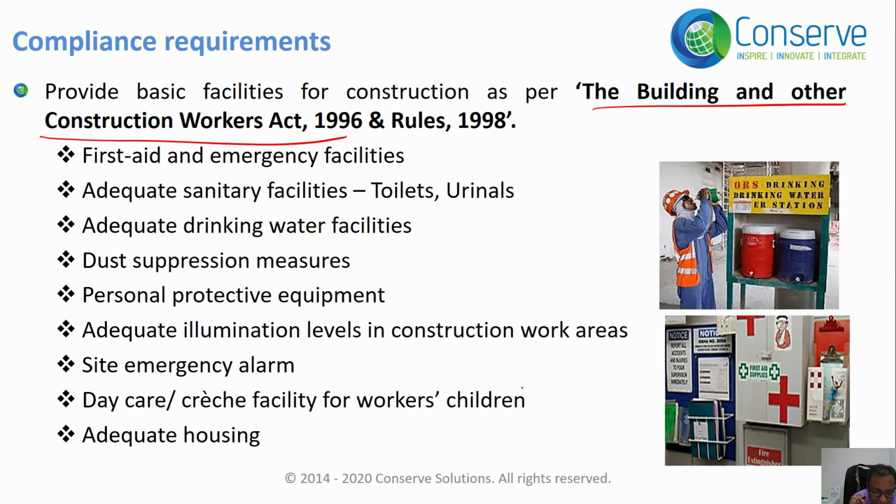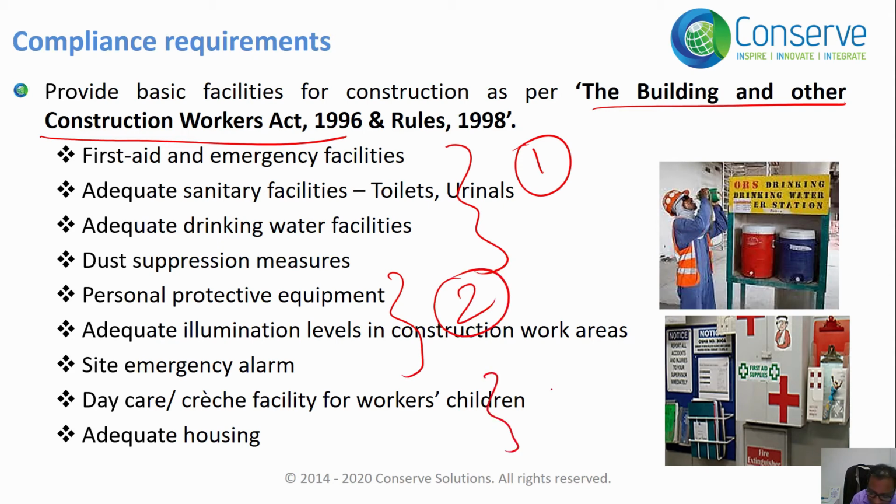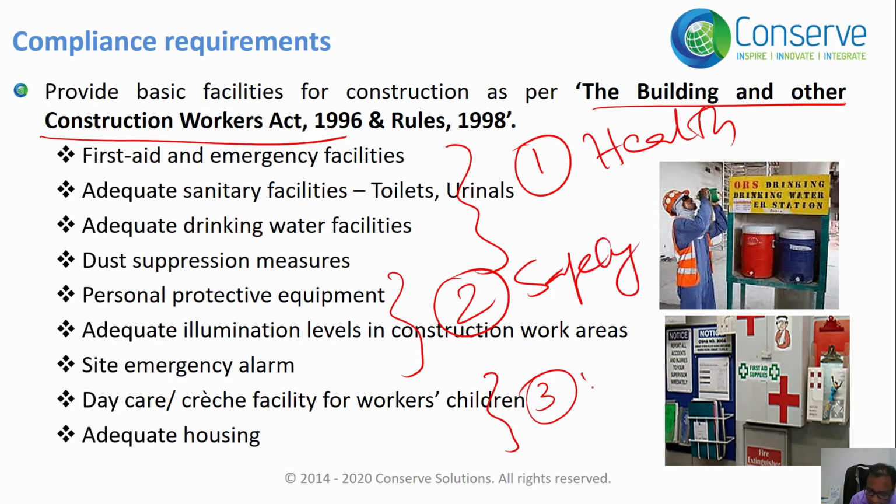I will classify the facilities required to comply with this credit into three. Number one is associated with health of the construction workers. Number two is associated with safety of the construction workers. And number three is associated with the welfare of the construction workers. So health, safety and welfare. First aid and emergency facilities, adequate sanitary facilities, toilets and urinals, adequate drinking water facilities, sufficient dust suppression measures. These are associated with the health of the construction workers.